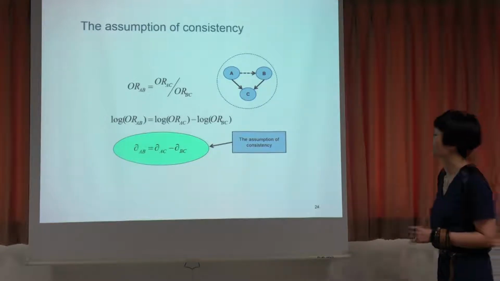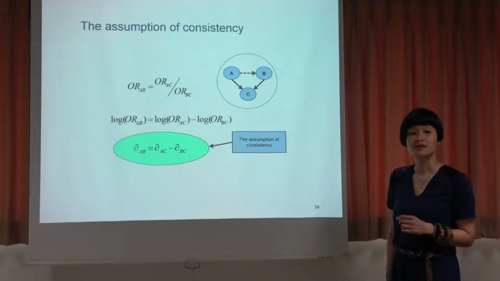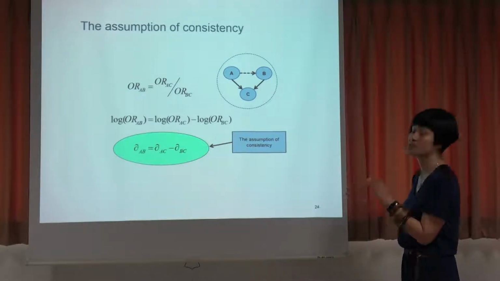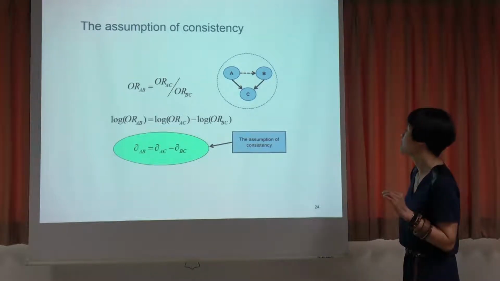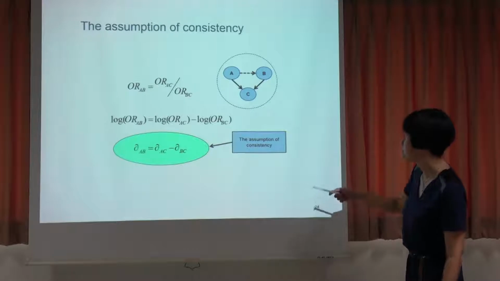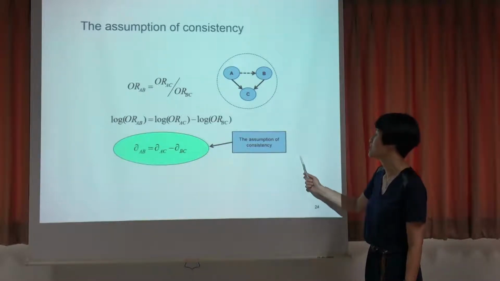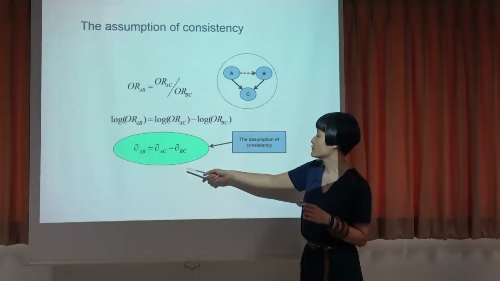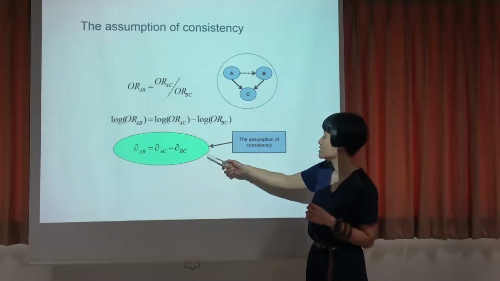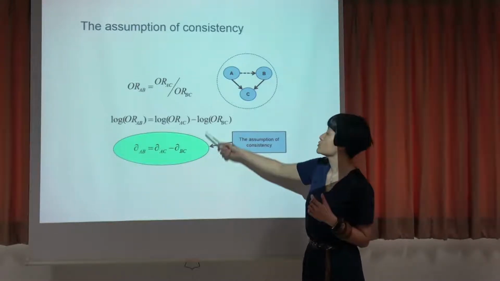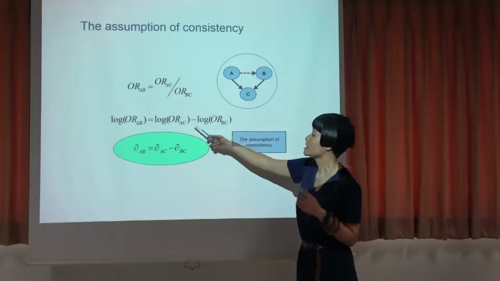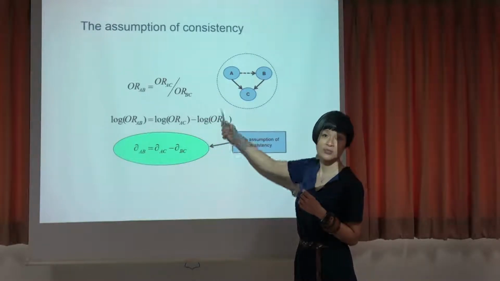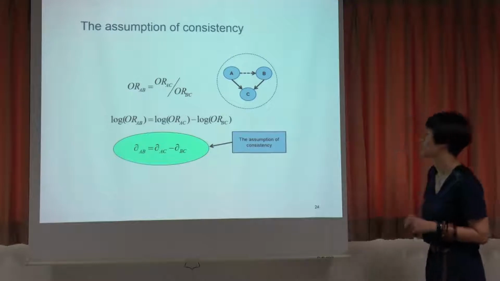And we do that because we assume consistency across the trials. And so only if this assumption is fulfilled can you use this calculation. So basically, the assumption of consistency is that the treatment effect of A and B is equal to the treatment effect of A and C minus the treatment effect of B and C, depending on the scale that you're using. So this is on the odds ratio scale. If you take the log of the odds ratio, then the ratio becomes a subtraction. And so this is the assumption of consistency.